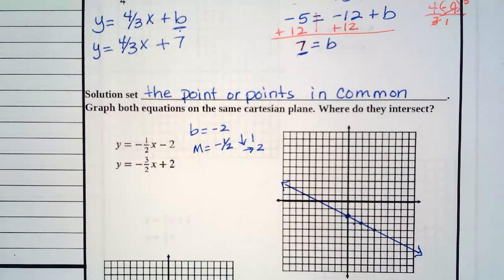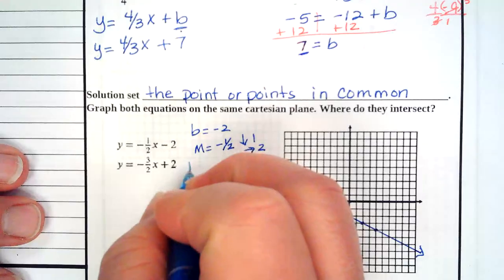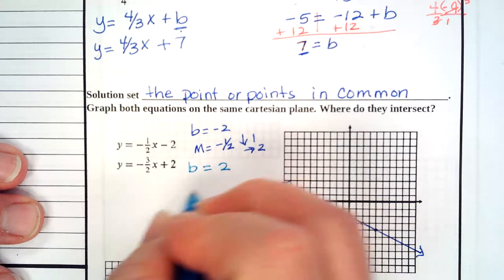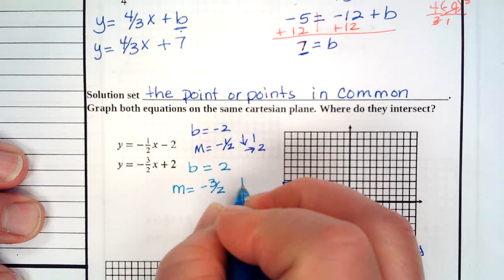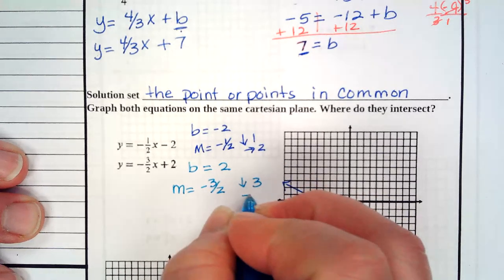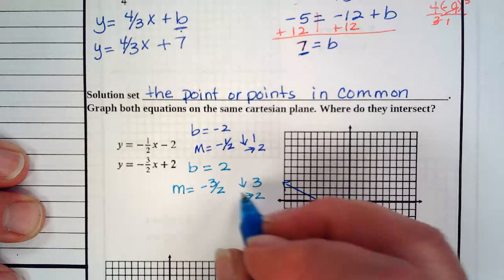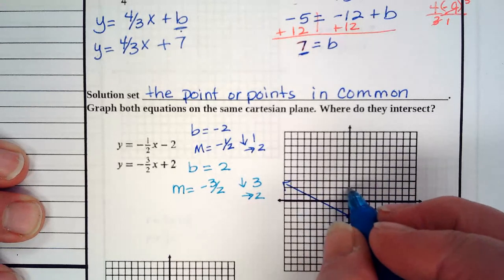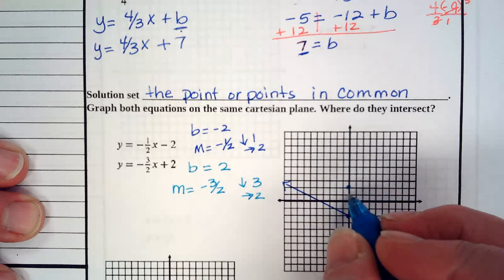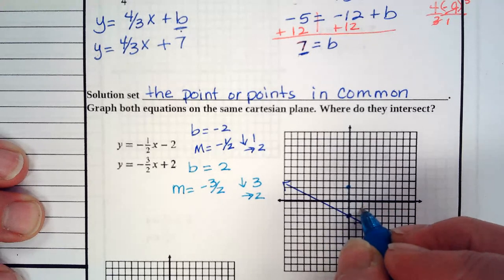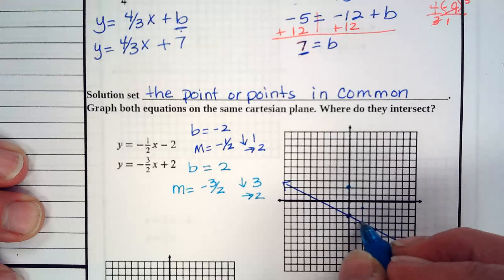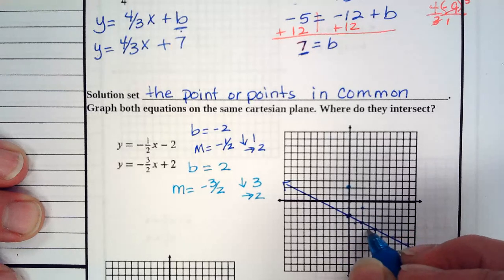Okay, for the other one, where do we begin? We begin at +2. How do we move? -3/2, down 3, right 2. So here's 2, 1, 2. That's my beginning point. Down 1, 2, 3, right 1, 2. Down 1, 2, 3, right 1, 2.